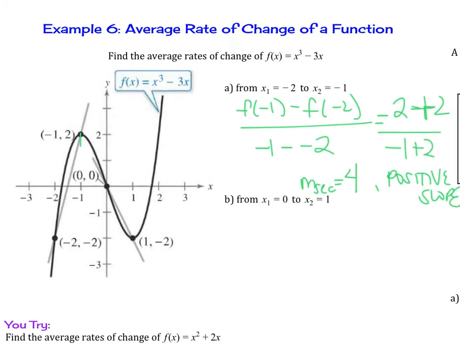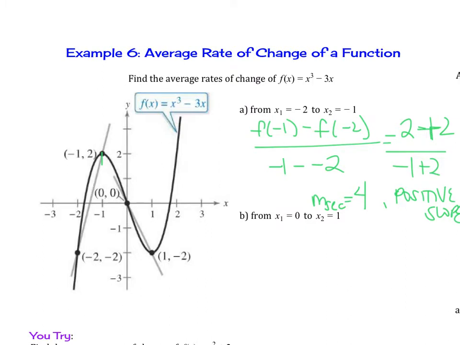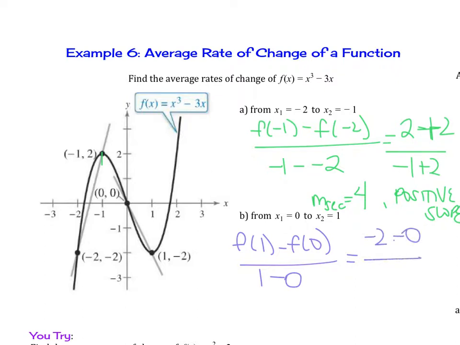So let's try from x sub 1 equals 0 to x sub 2 equals 1. We do the same thing. f of 1 minus f of 0 over 1 minus 0. At 1, that is negative 2, and at 0, minus 0, over 1. So this is just a negative 2. So the slope of the secant line is going to be negative 2, and that is a negative slope.